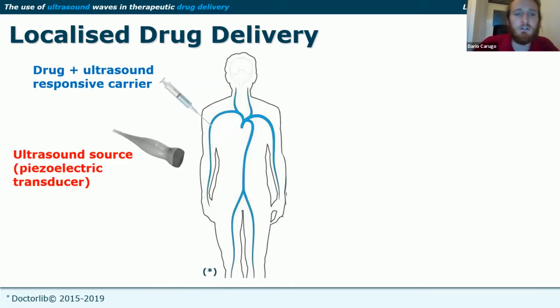So an alternative approach to achieve localized and enhanced delivery is to use ultrasound activation. In this alternative approach, we are again administering the drug intravenously, but together with the drug, we're also administering an ultrasound-responsive carrier. So it's a carrier which transports the drug, but is also sensitive to ultrasound. We then use an extracorporeal ultrasound source, which, as I mentioned before, would be a piezoelectric element, for example, to deliver ultrasound to the target tissue that we want to treat. And this will ultimately result in the release of the drug just where we want the drug to be located at the right time point as well.